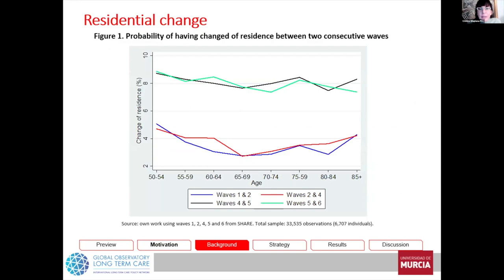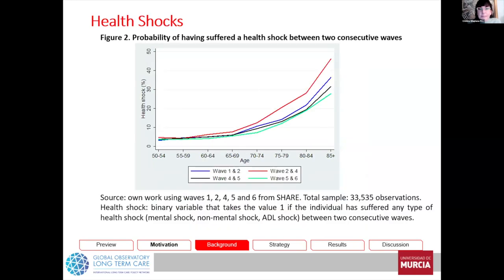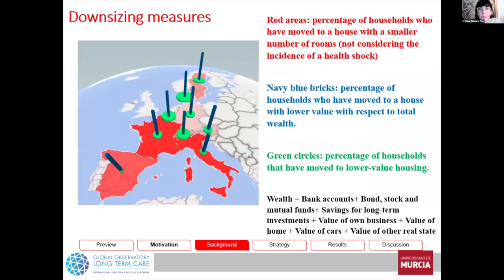So some pictures. In this graph, you observe the probability of having a change of residence between two consecutive waves. The probability is higher for the lines in black and in green. And above the graph, you observe that these lines correspond to changes between 4 and 5 and changes between 5 and 6. So the probability of having a change of residence is higher as the individual gets older, which is quite interesting. And also, which is very typical, the probability of having suffered a health shock always increases with age.